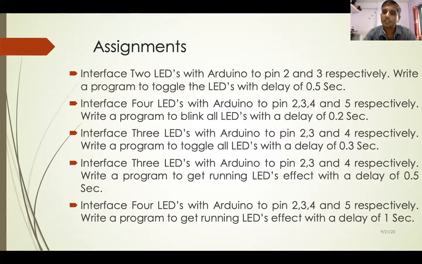Interface 2 LEDs with Arduino to pin numbers 2 and 3 respectively. Write a program to toggle the LED with a delay of 0.5 second. Then 4 LEDs, then 3 LEDs, do toggle LED, running LED, like that. Okay, so can anybody tell me what the running LED is? Just unmute yourself and tell me what the running LED is.